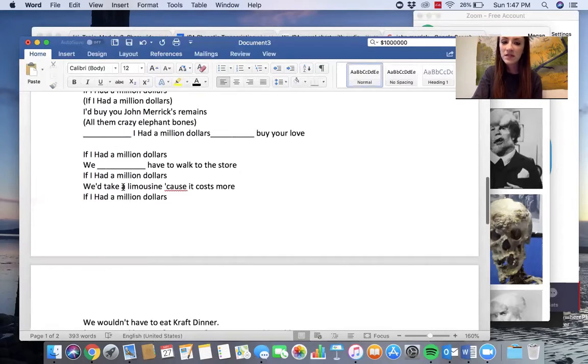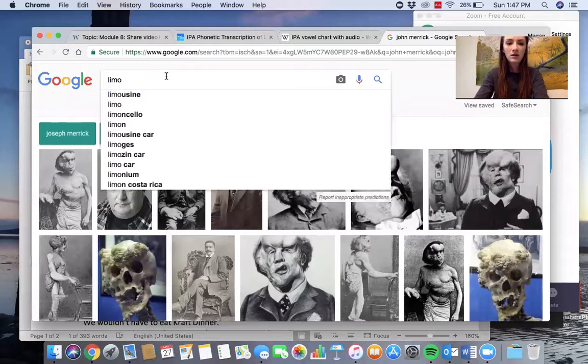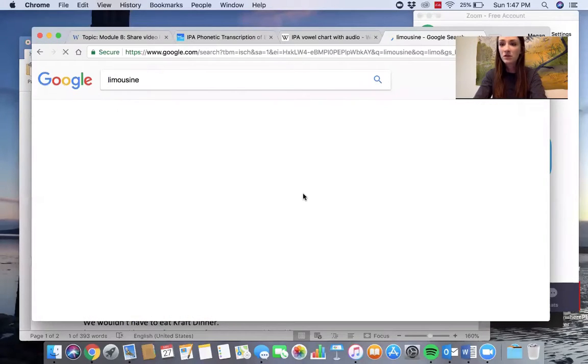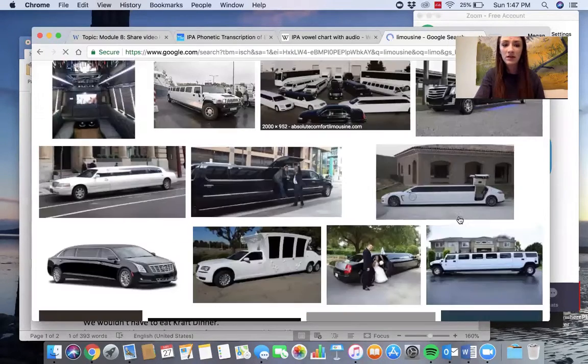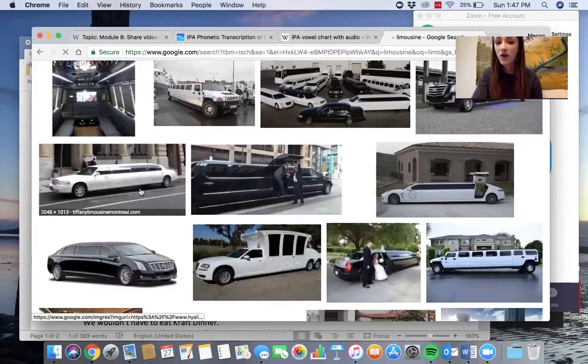Do we know what a limousine is? Limousine. It's a very long car that you rent for special occasions. Limousine. It's often referred to as just a limo. These are limos, limousines. Okay? They're expensive to ride in. You have to hire someone to drive it for you. They're very expensive to ride in.